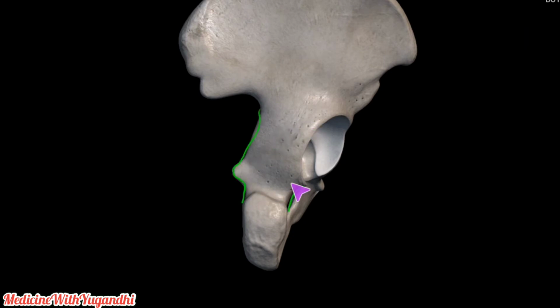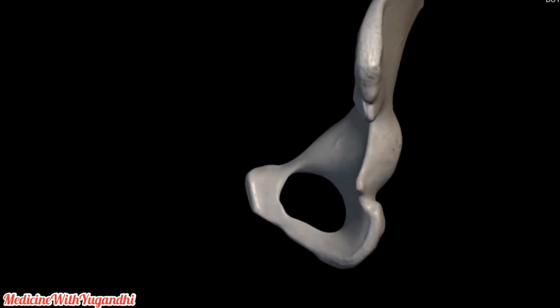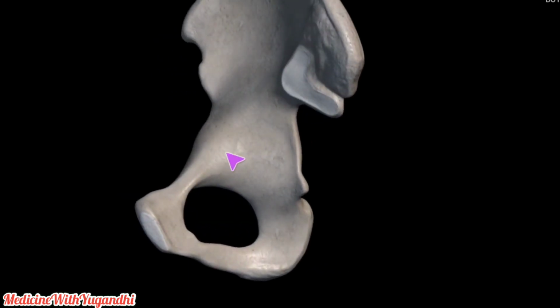This dorsal surface of the ischium is continuous with the gluteal surface of the ilium. Coming to the next surface of the ischium, that is the pelvic surface. This entire portion is called the pelvic surface of the ischium. It lies between the anterior border and the posterior border of the ischium.